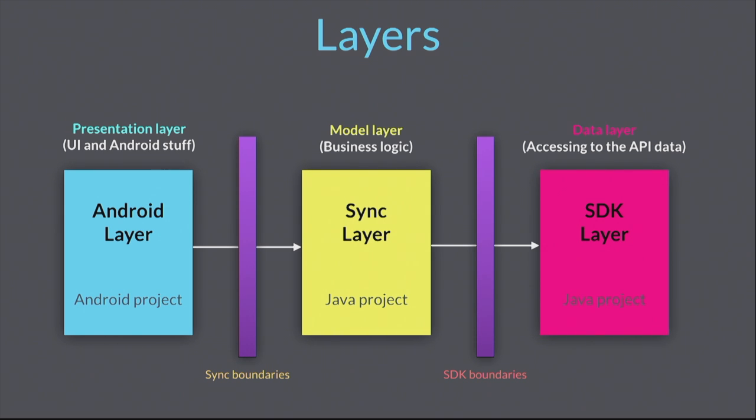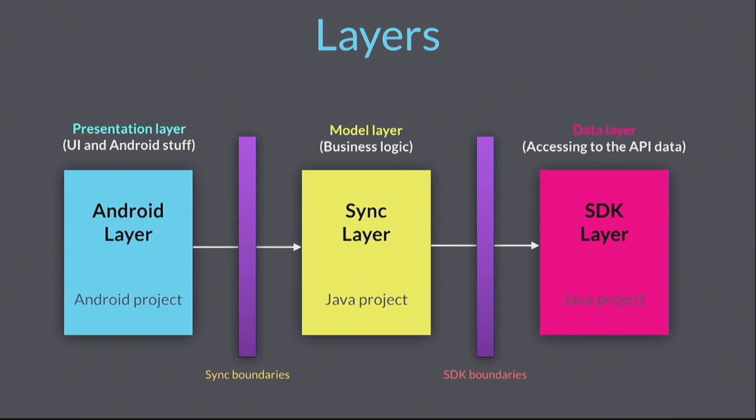Then we have the data layer, that is also a Java project, so it doesn't have any Android dependency, it's a pure Java project, so you could use this module in a Swing app, and it could work perfectly like it's working with Android. And this SDK layer is accessing the API, the data.